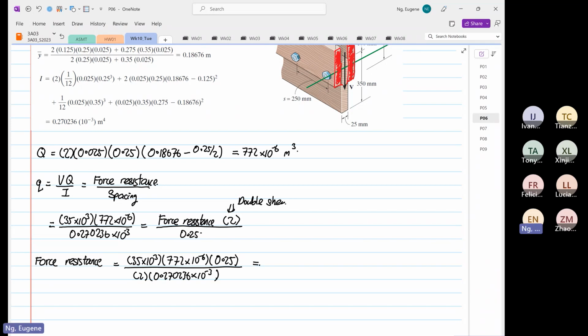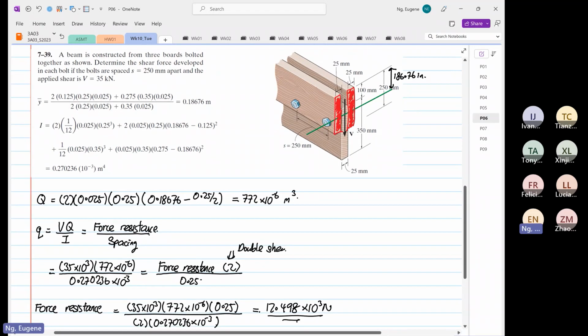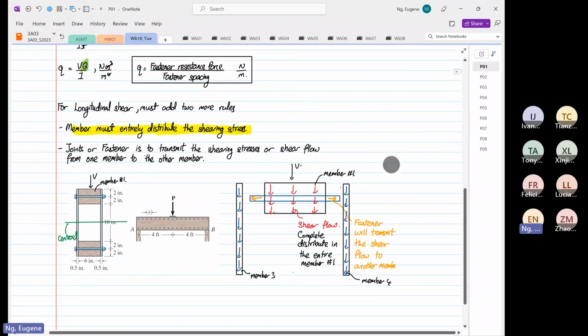Okay, so this will be equal to 12.498 times 10 to the power 3 Newton. Okay, so I say this is a bit confusing. You have to apply this rule. Once you apply this rule, the member must entirely distribute the shear stress. Then you'll be fine.